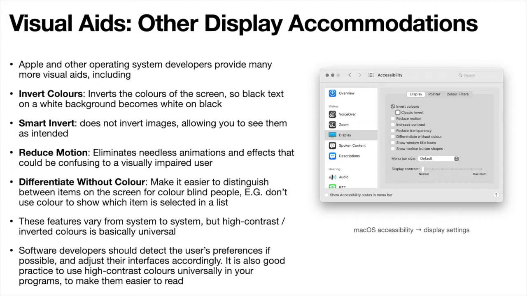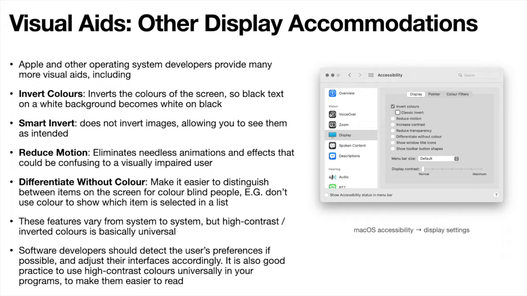However, if you are drawing custom controls or anything like that, you will want to check if the user is in high contrast mode and draw your controls appropriately. There is also so-called Smart Invert, where the text and most of the controls are inverted, but images stay the same so that you can view them normally.